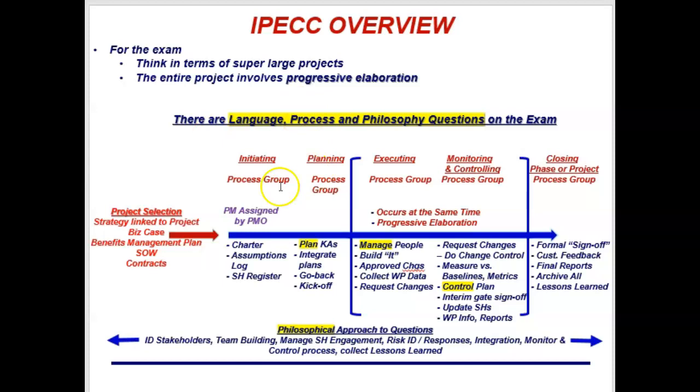Now in the IPEC overview, continuing in the planning process group, we'll plan the knowledge areas. Our job is to integrate them, and we'll always want to go back and make sure that they are all aligned with each other. I don't want more schedule plan than I have budget, right, to afford the schedule. And then always do a kickoff meeting.